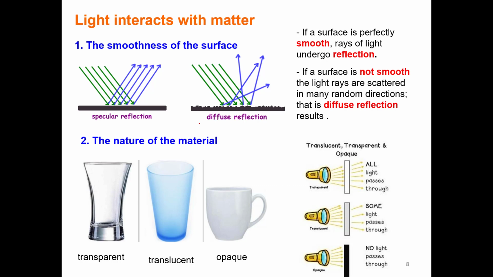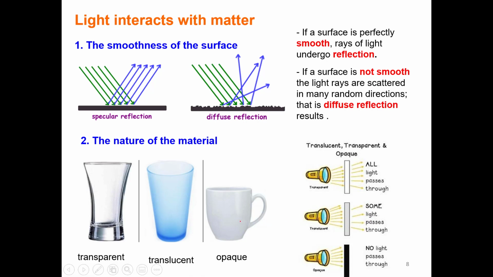of the material. And what happens if the material is transparent? If the material is transparent, all light passes through. Yes, like glass, like this one, the light passes through. But if the object is translucent, then what is going to happen? Some sunlight passes through, but not all of it.